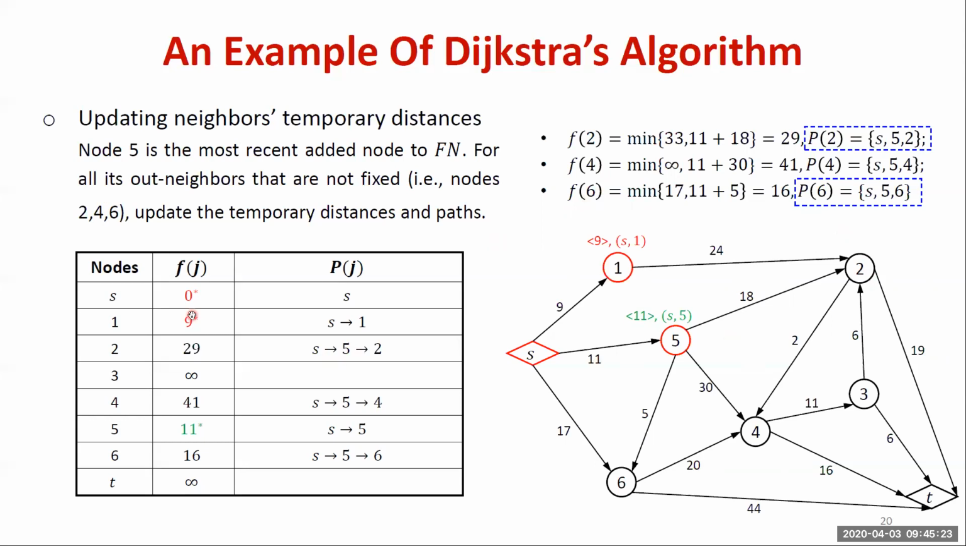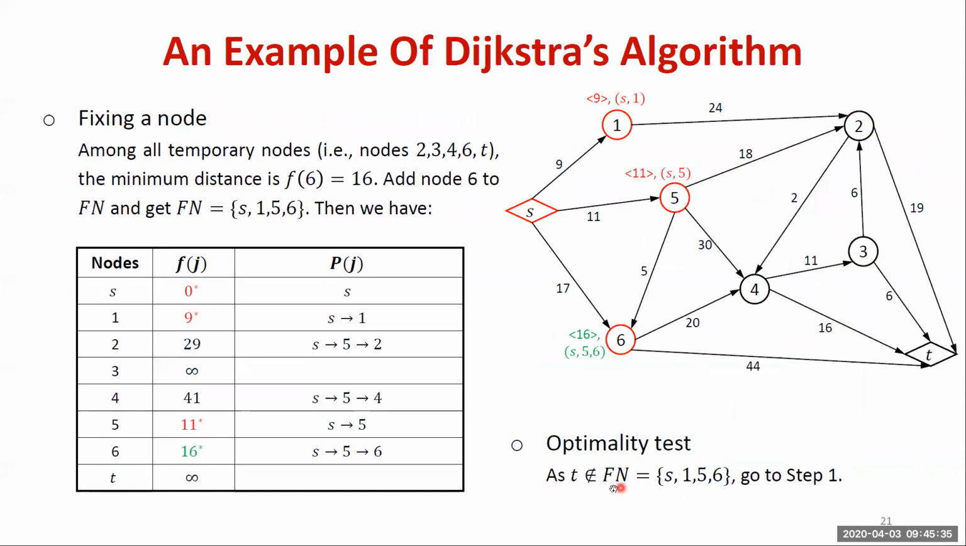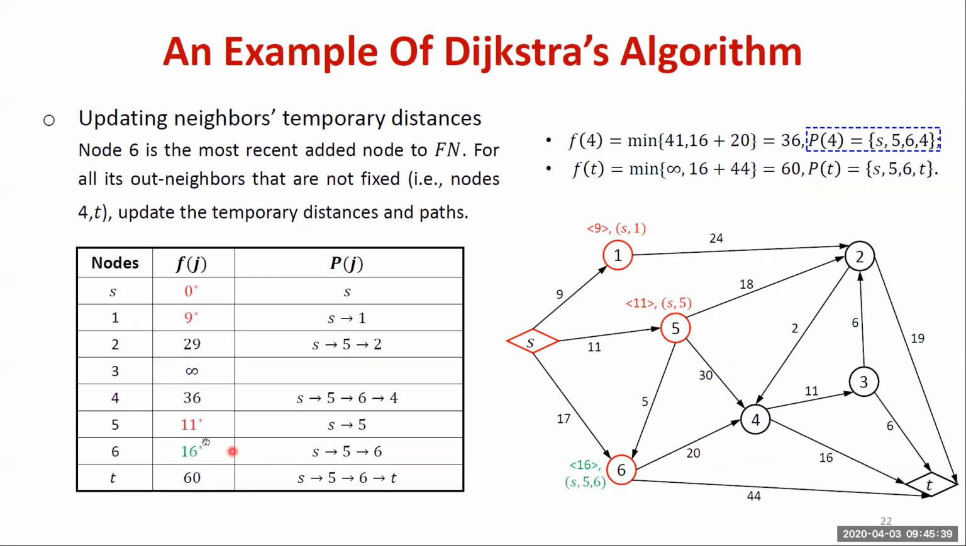And then again, the next step, fix a node. In other words, you're gonna find the shortest distance here, which is clearly node number 6. So you're gonna fix node number 6 here. And optimality test: is t inside the nodes? Continue. Again, updating the out neighbors of 6, their temporary distance. From 6, I can reach whom? I can reach 4 and t. So update 4 and t.